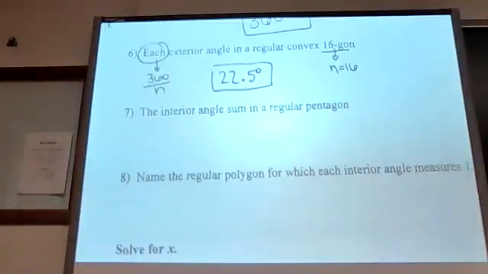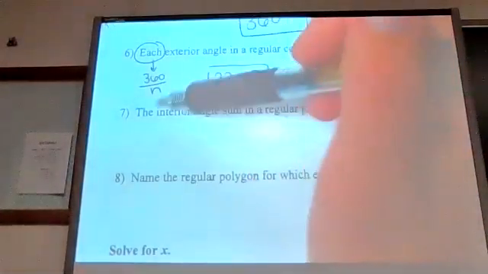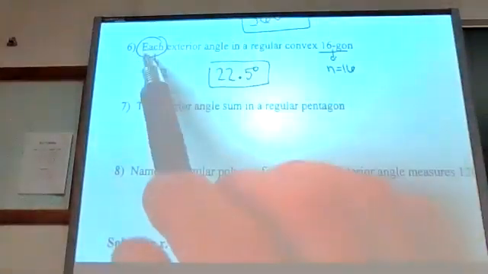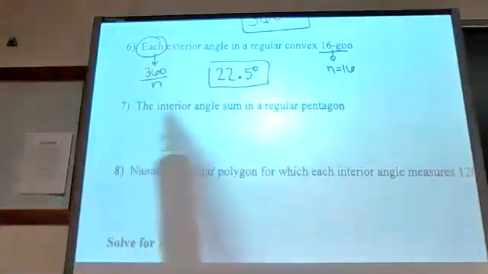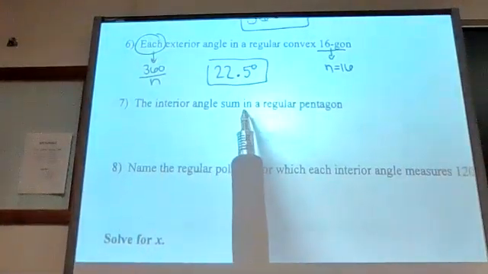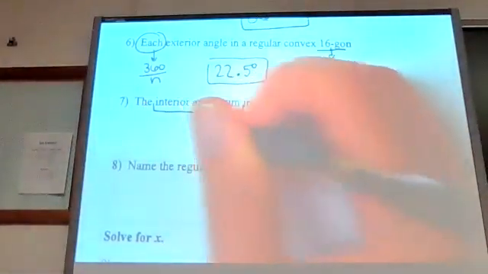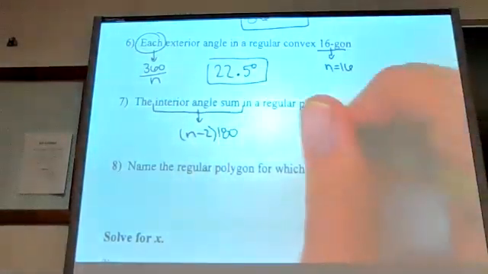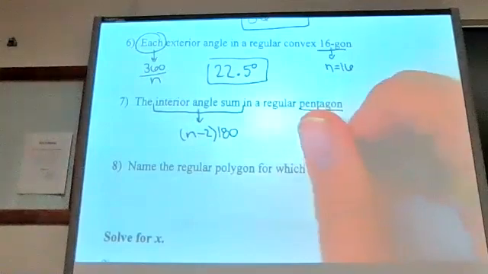Now, number 7 just words it differently. On the rest of them, it was like each or the sum, each or the sum. And this one just puts it here. So it says the interior angle sum. So it's just worded a little differently. Same formula, interior angle sum means we're just doing n minus 2 times 180 of a pentagon. How many sides does a pentagon have? 5.